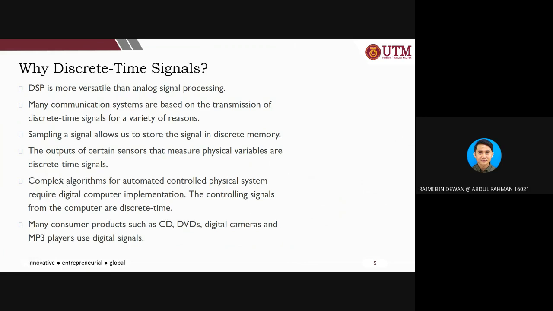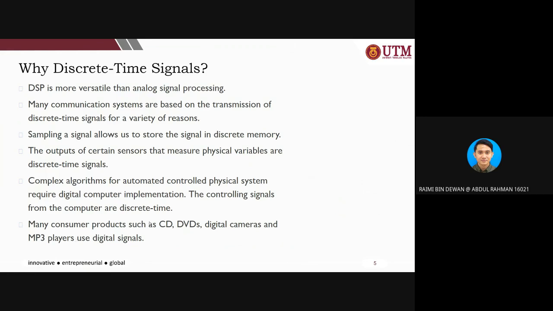A complex algorithm for automated control of physical systems requires digital computer implementation. The controlling signals from the computer are discrete-time. Many consumer products such as CDs, DVDs, digital cameras, and MP3 players use digital signals. I think you're quite familiar with all these modern items.